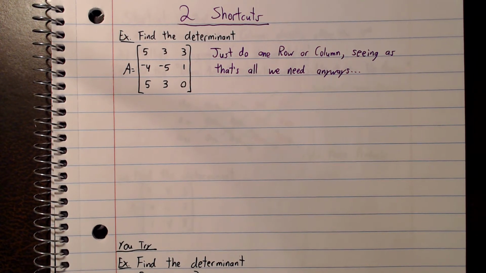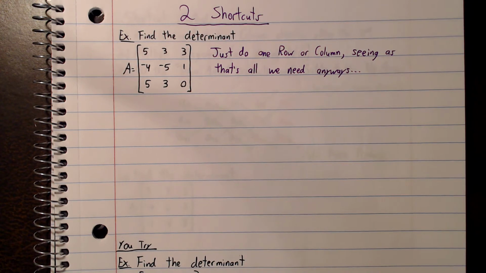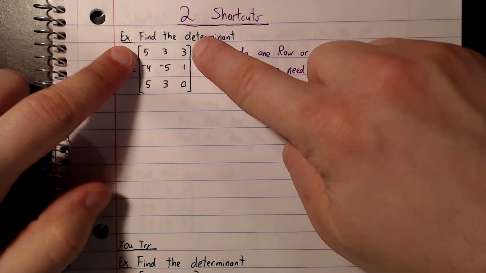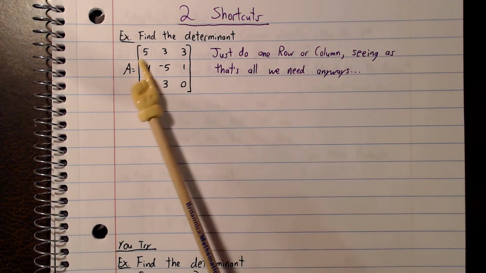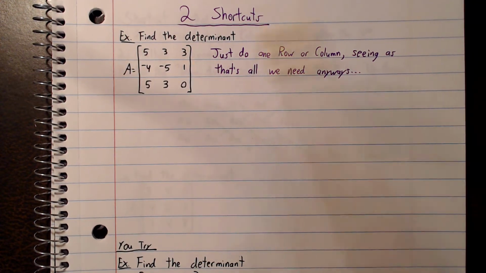A lot of teachers would probably yell at me for suggesting this, but in all reality, if we only need the top row to add here and the cofactors that we need to find, why am I going to take all the time to do all 9 of these when I only need 3? So that's one suggestion. So let's check out this shortcut.